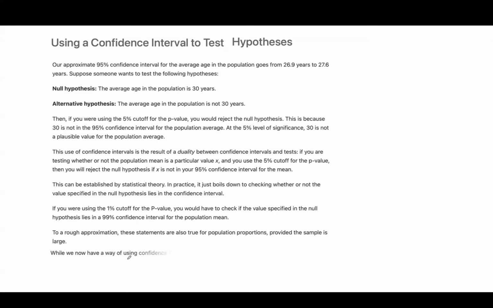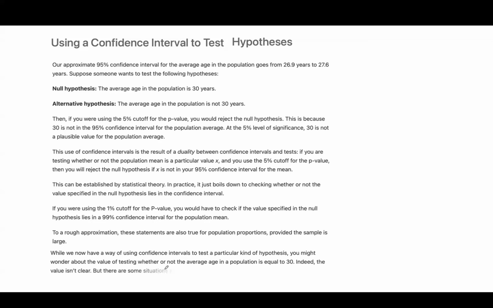While we now have a way of using confidence intervals to test a particular kind of hypothesis, you might wonder about the value of testing whether or not the average age in a population is equal to 30. Indeed, the value isn't clear, but there are some situations in which a test of this kind of hypothesis is both natural and useful.